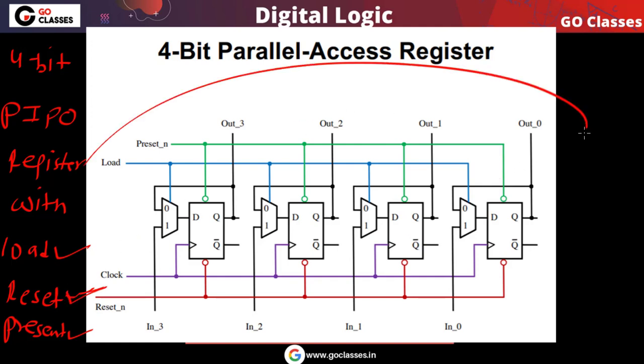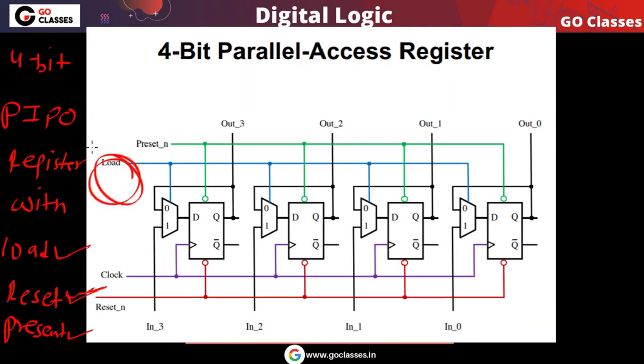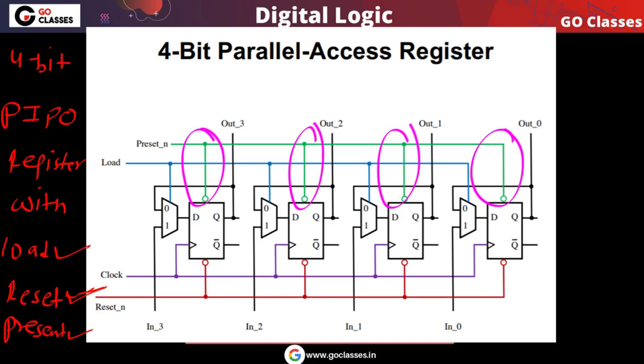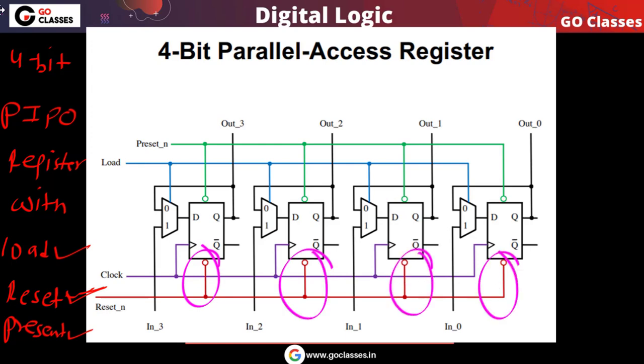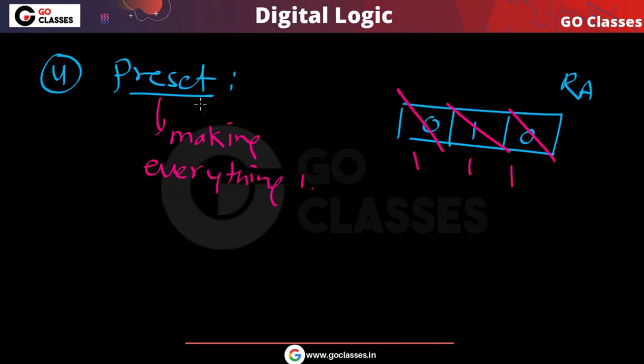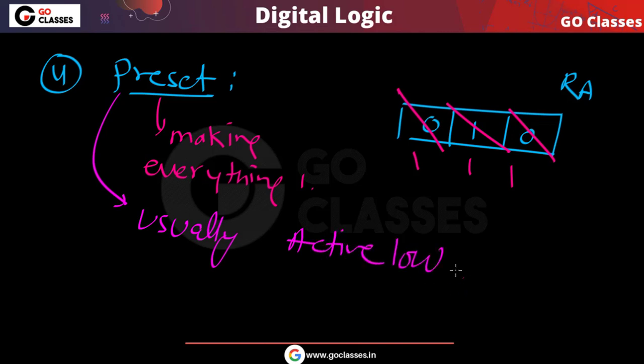So in this register you can notice we have a load input, a preset input, and a reset input. You can notice that this preset is also active low, and this reset is also active low. This is a symbol for active low. Let me tell you that preset is also usually active low.